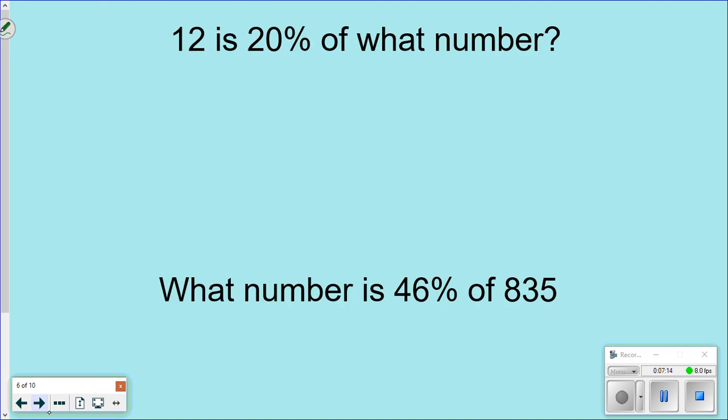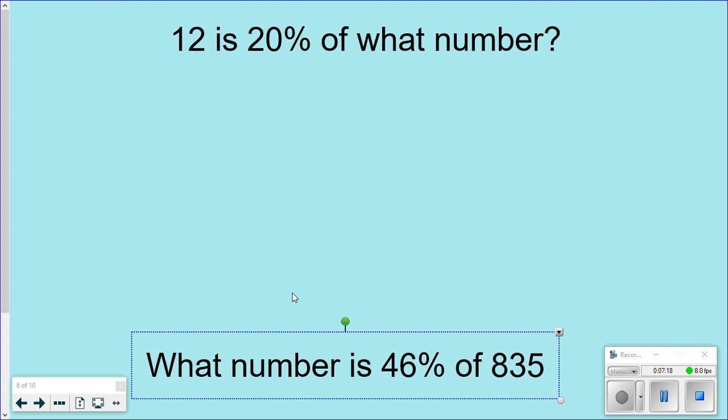Okay, so let's try another one. We'll try the one above here. Move this one down a little bit if I can.